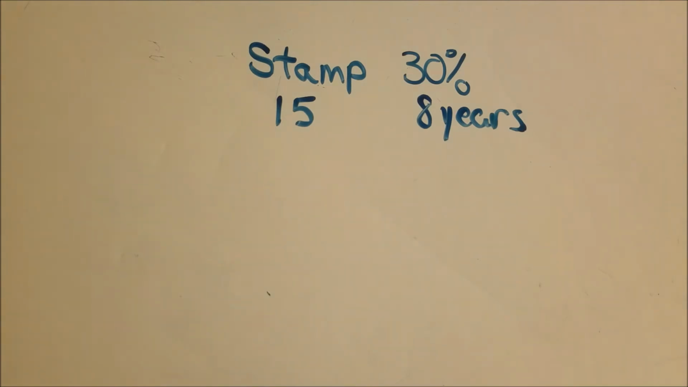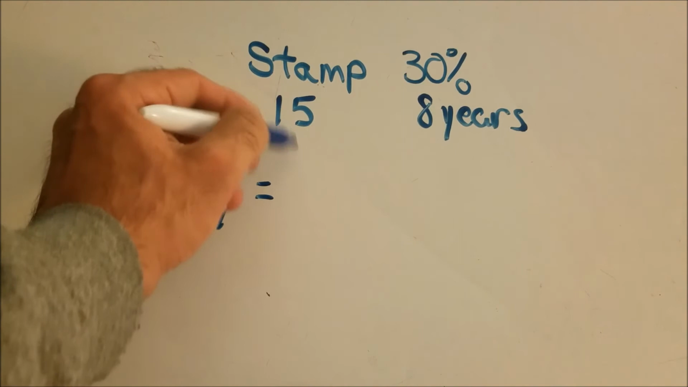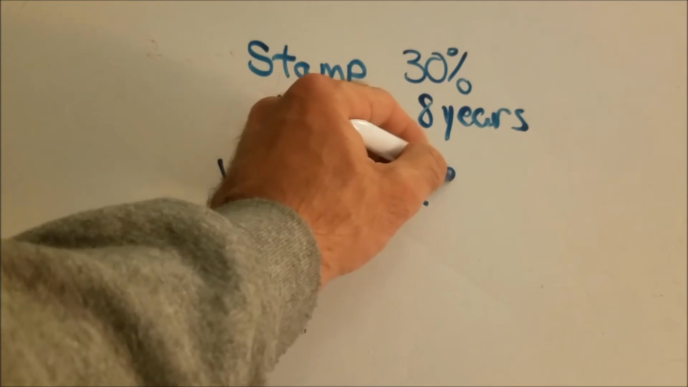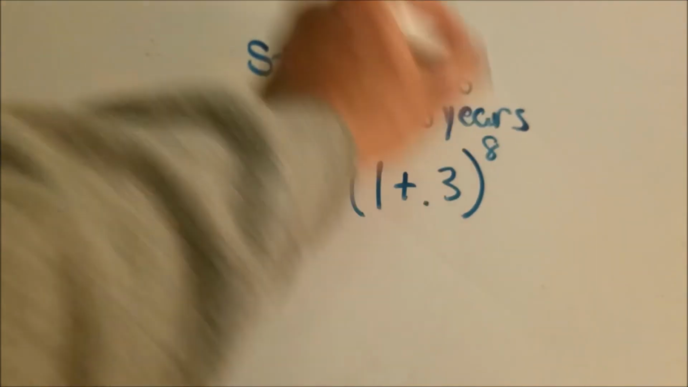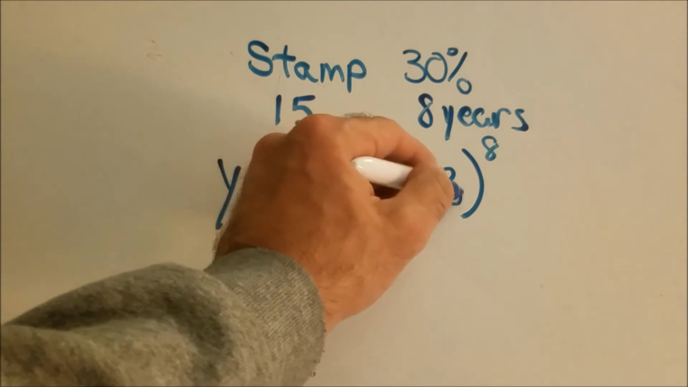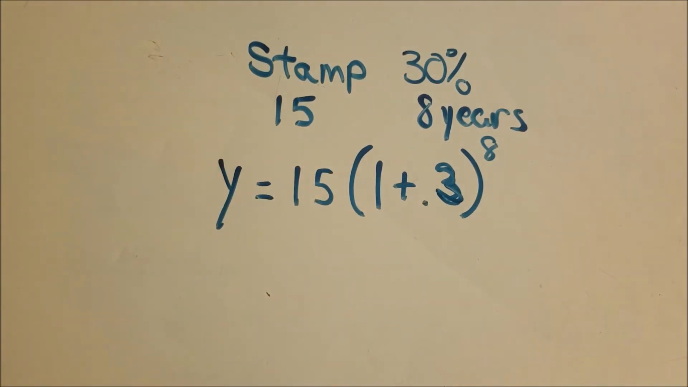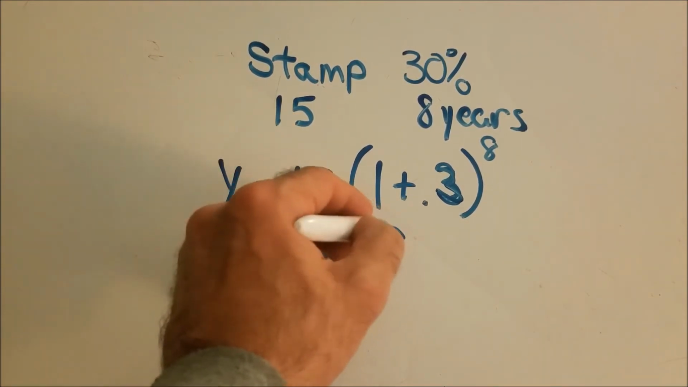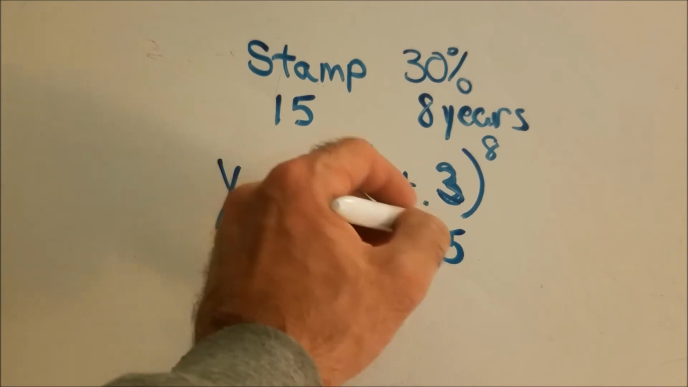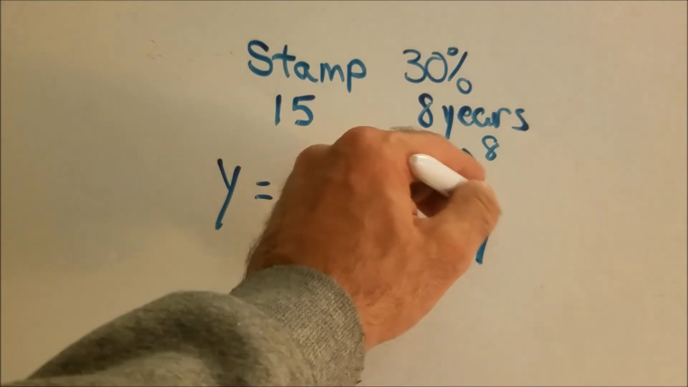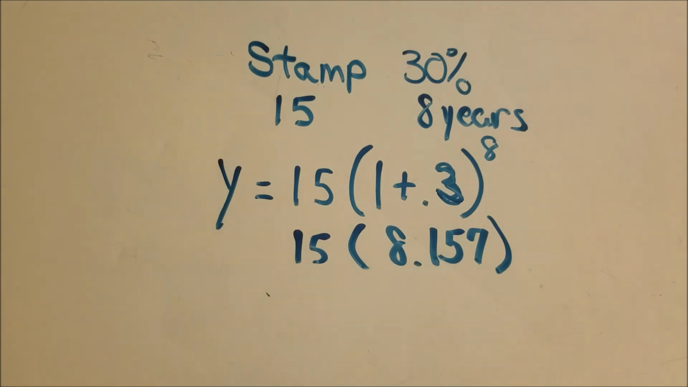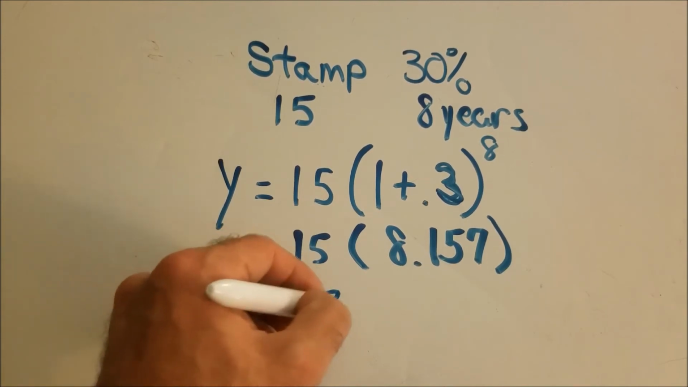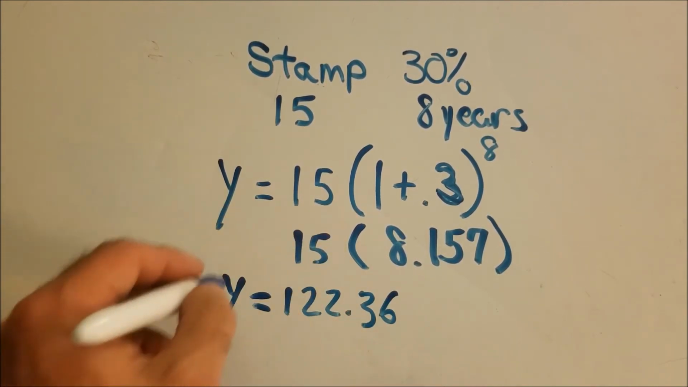So what do we do? Y equals, well, A again is 15. We have to put a 1 because it's growth, plus 0.3. Not 30 years, 30%. And 8 is what it's projected to be in 8 years. So try that. So over here, we're going to have 15, and we're going to times it by 1.3 to the 8th power. And the stamp is projected to cost about $122.36, roughly.